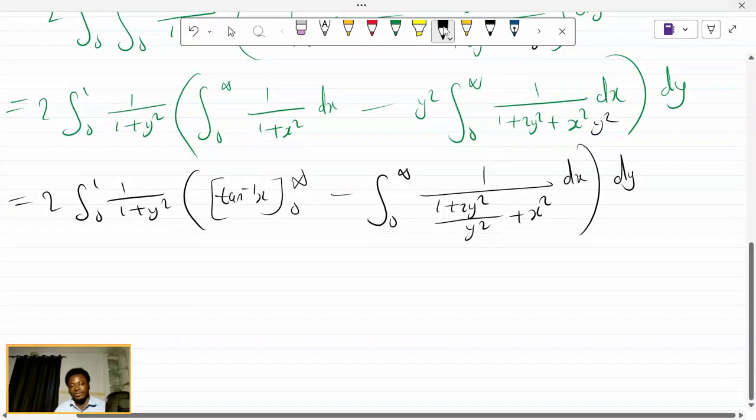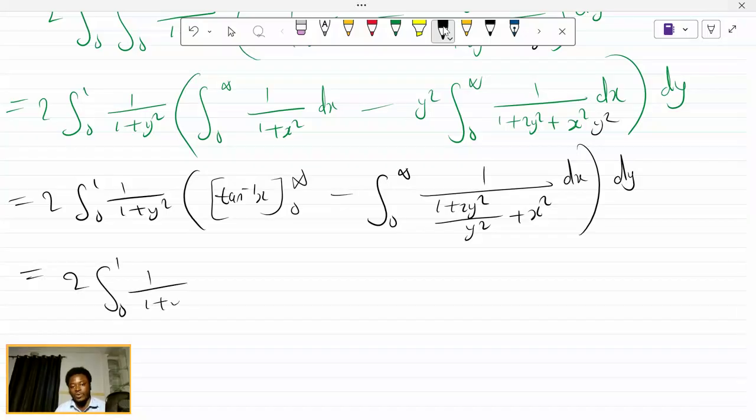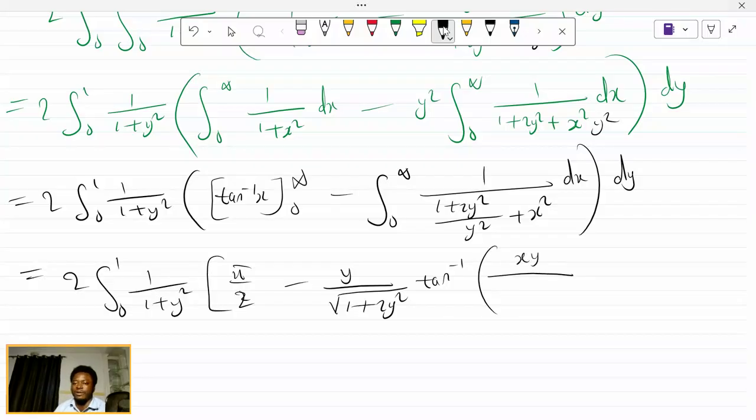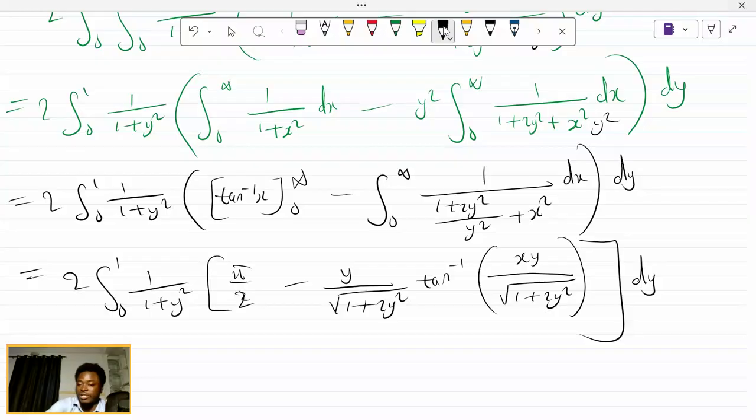Now, the next line of the solution is going to be twice the integral from 0 to 1 of 1 over 1 plus y squared, then you have pi over 2 right there. Then minus, if you do it, you're going to get y divided by square root of 1 plus 2y squared times tan inverse of xy all divided by square root of 1 plus 2y squared. This is equal to dy, everything will be dy.